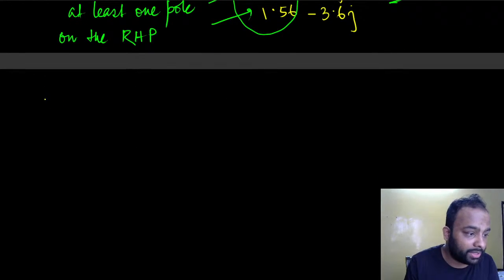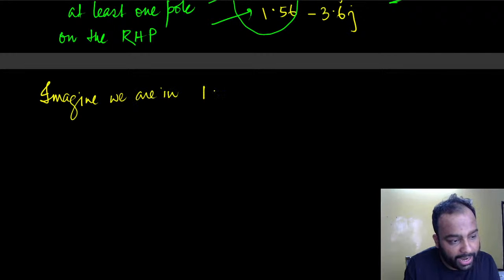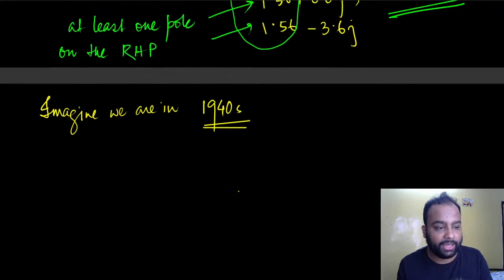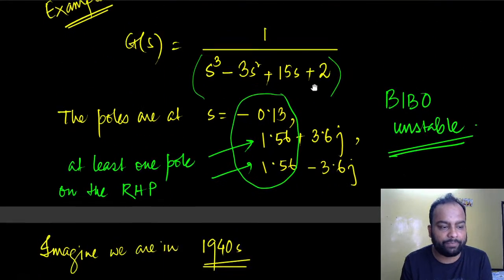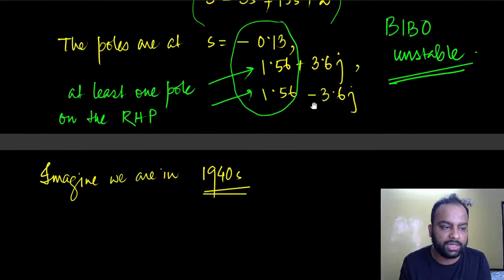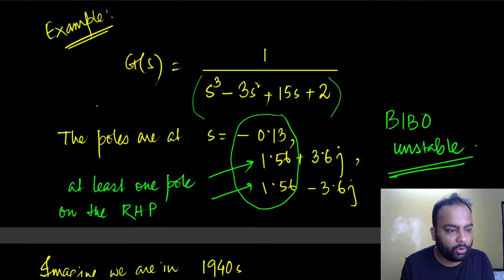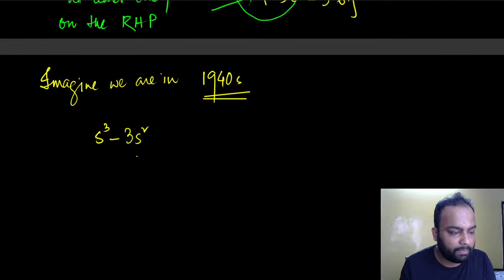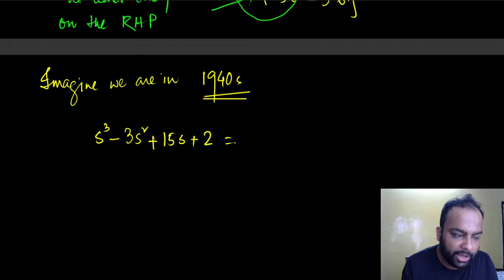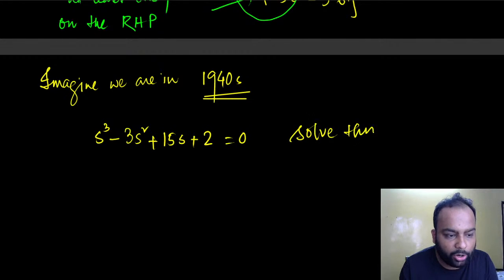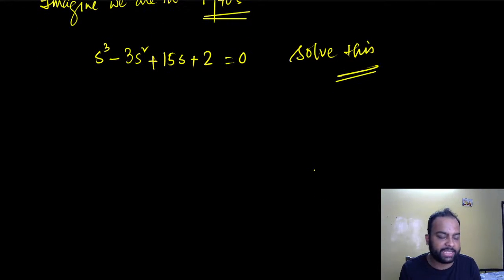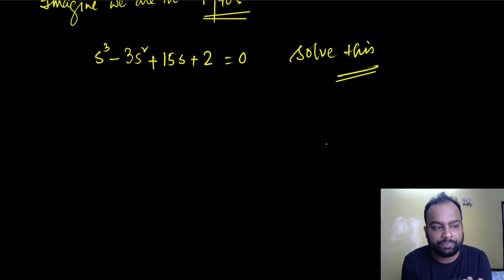Say we are in the 1940s, and I give you this transfer function and ask you to find the poles. Then you'd have to solve s cube minus 3s square plus 15s plus 2 equal to 0. To solve this, you would use numerical methods, namely the bisection method or the Newton-Raphson method, mostly Newton-Raphson. You would figure out the pole locations, and from that whether the system is stable or not.